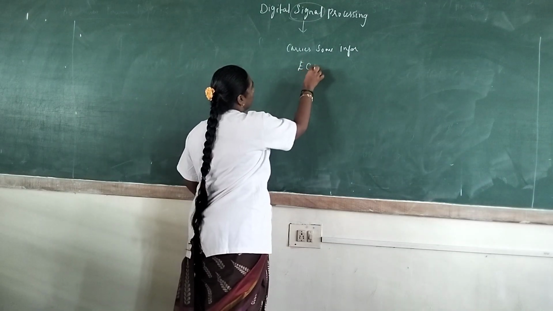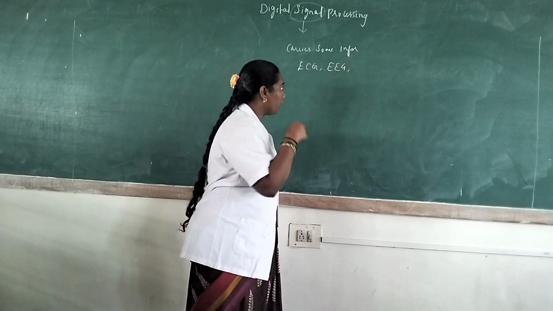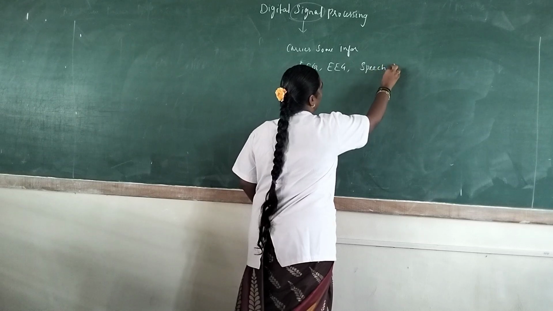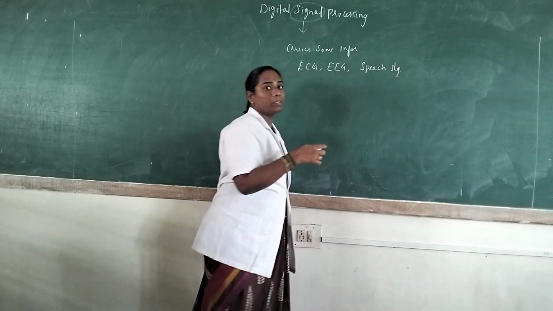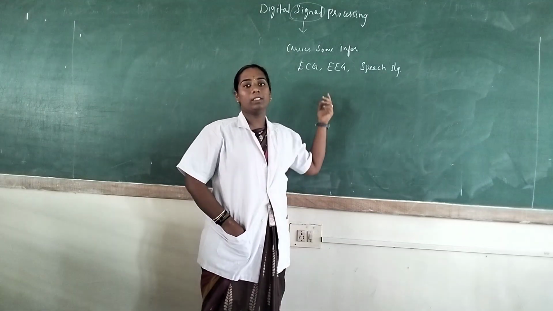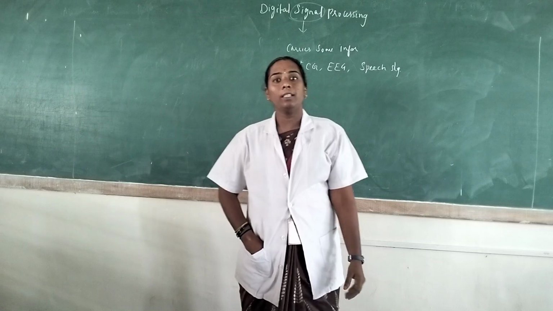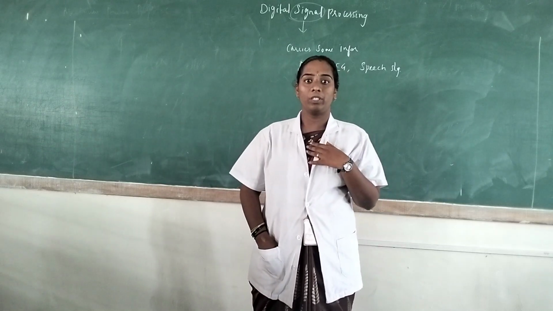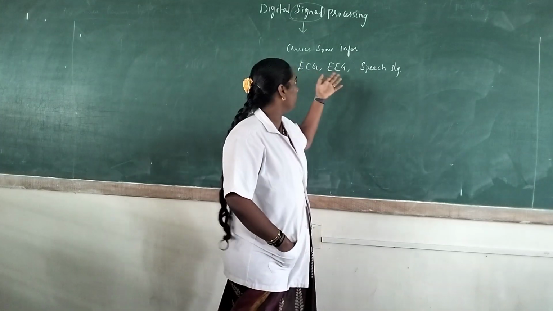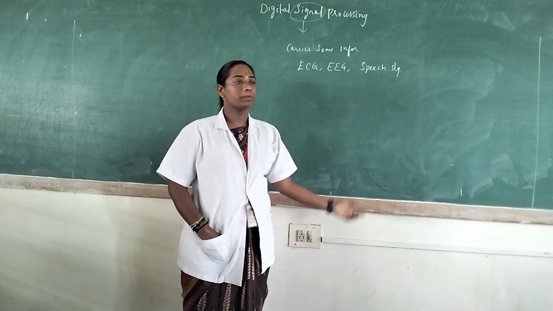So ECG, EEG, and whatever I'm speaking, the speech signal. These are some examples of signals. We know about ECG: the ECG signal gives information about the function of the heart. Similarly, EEG and speech signal. You can record these signals.